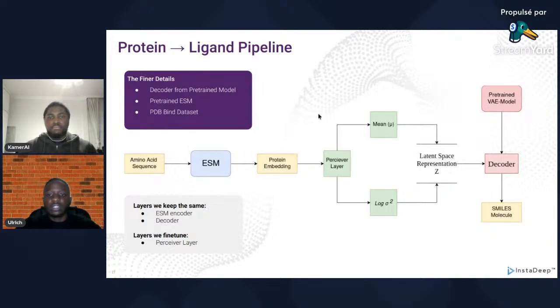Okay, yeah. So exactly like this, what I'm trying to explain here. So I have an amino acid sequence of the protein, pass that to the ESM model, and get some protein embeddings, which then enter into the perceiver layer of our model, and then finally get a latent representation, which gets decoded into a new molecule that will have the desired properties.